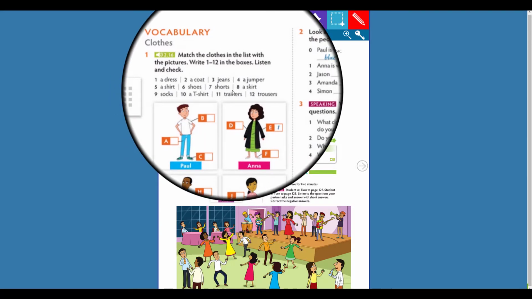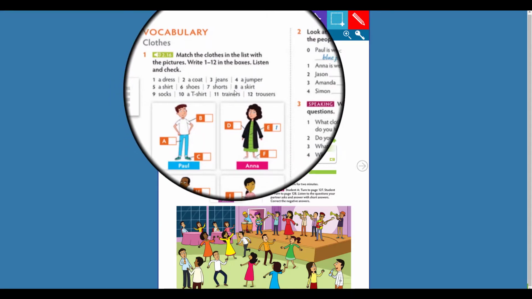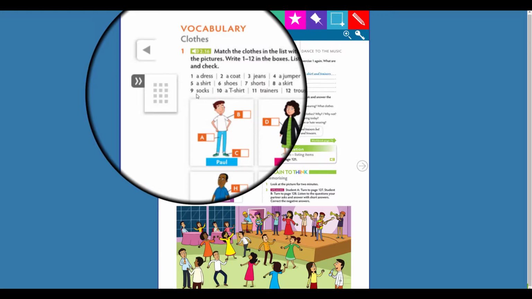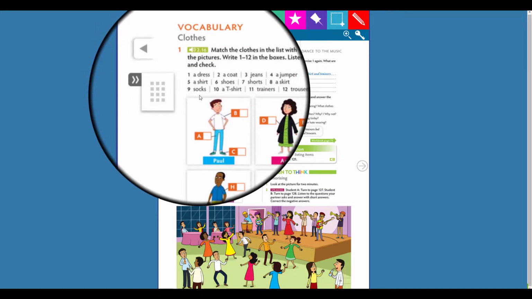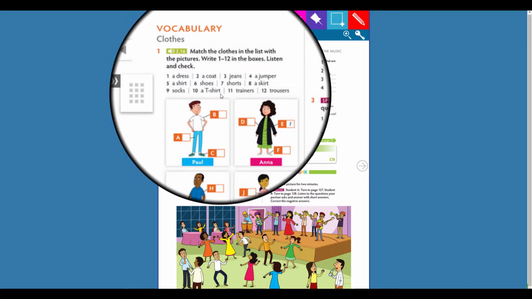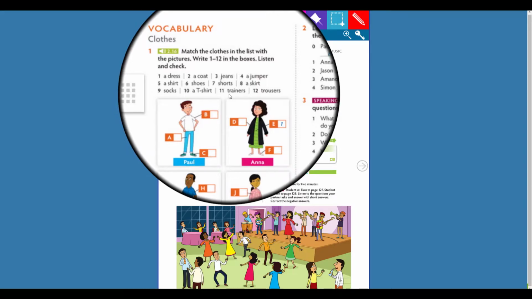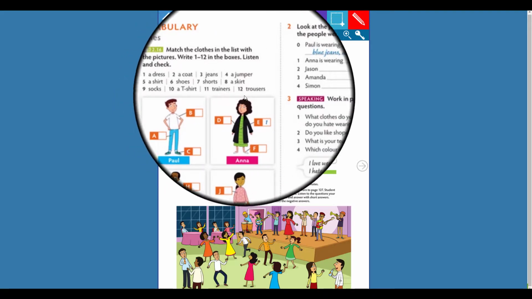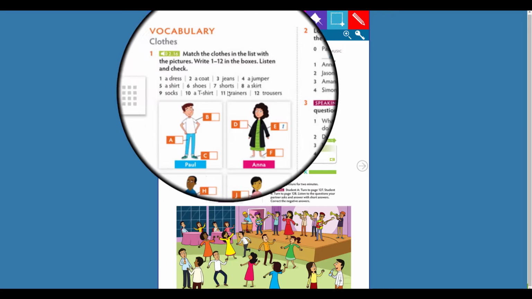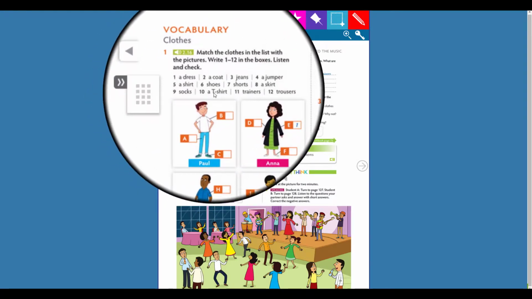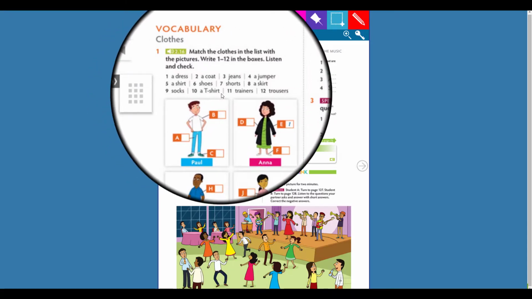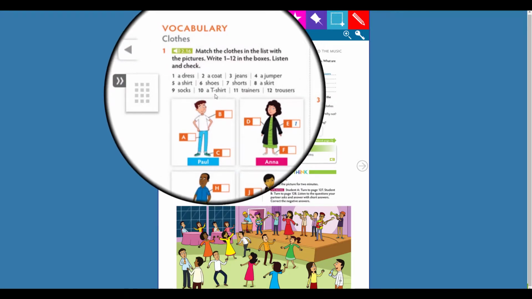Then shorts, in Spanish, pantalones cortos. Then a skirt, in Spanish, falda, una falda. Then socks, in Spanish, calcetines. Then a t-shirt, in Spanish, una polera. Then trainers, in Spanish, zapatillas. And trousers, in Spanish, pantalones. Okay, so look at the difference between these two. A shirt, a t-shirt. A shirt, camisa. A t-shirt, polera.